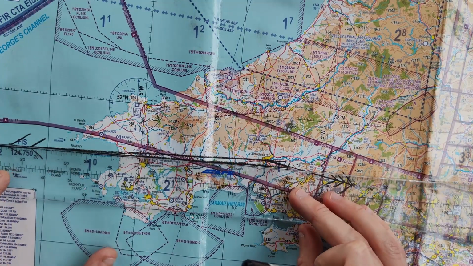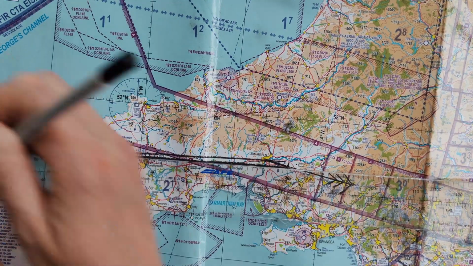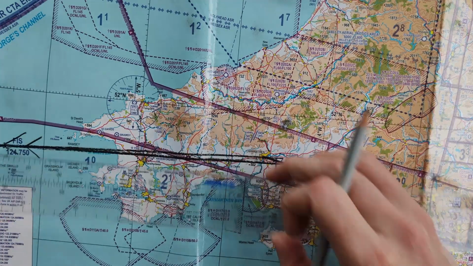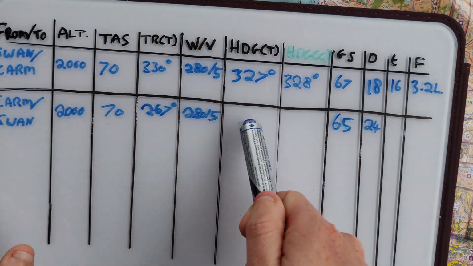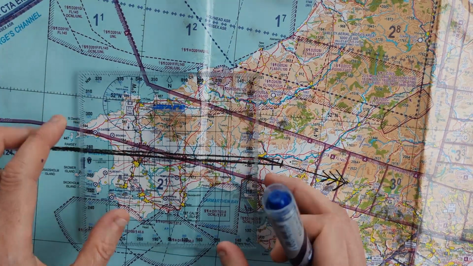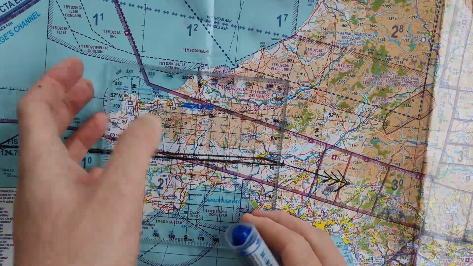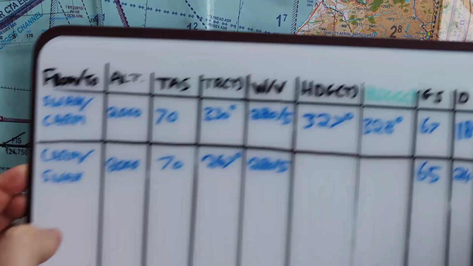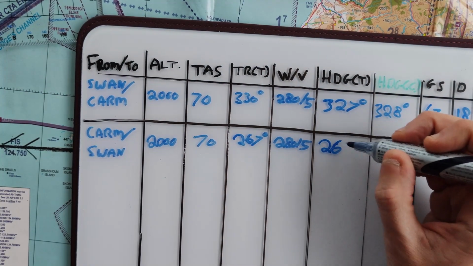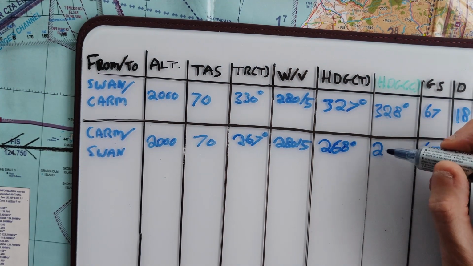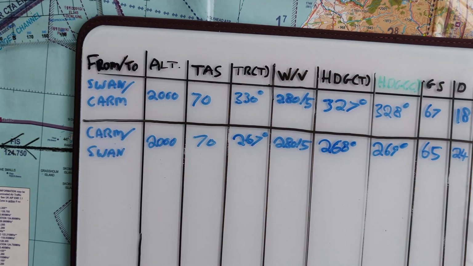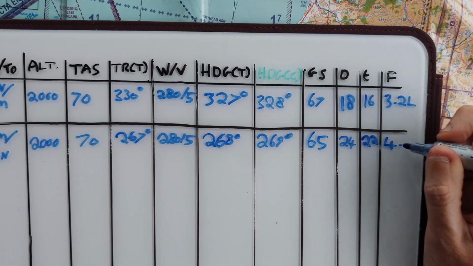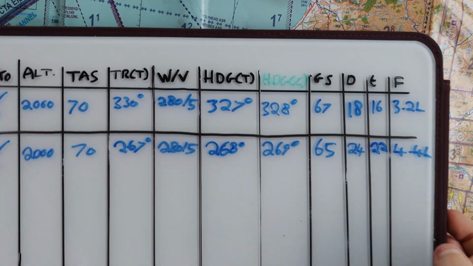Now we can measure the ground speed. So 70 knots from this line here intersects. The ground speed is 65. And we can measure our heading true, which is 268 degrees, making it 269 degrees with the 5 degrees west variation. Time is distance over speed, so it's 22 minutes and it's 4.4 litres. We'll do it again with the Whiz Wheel.